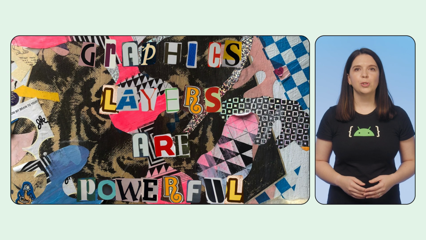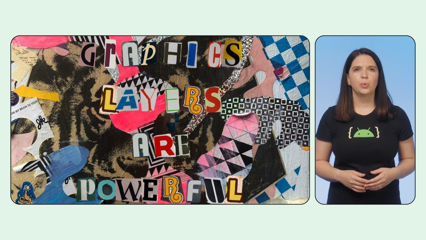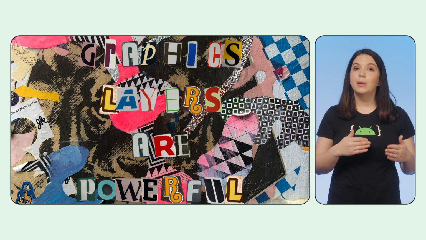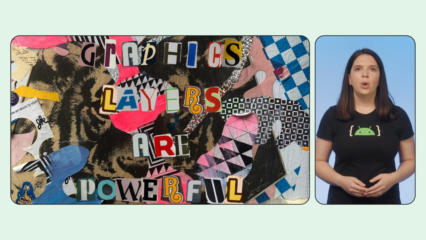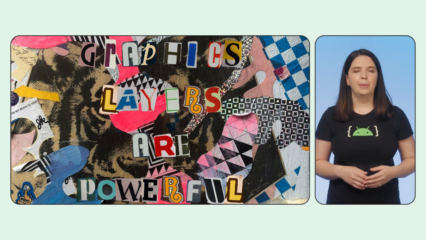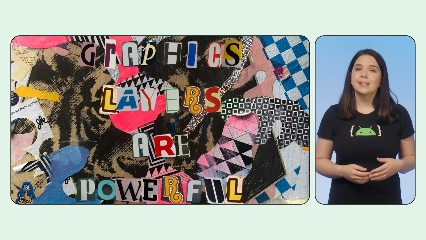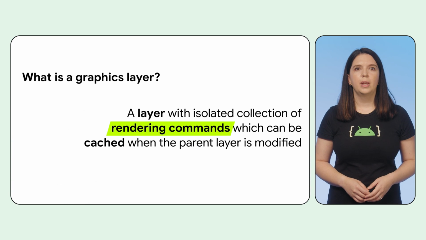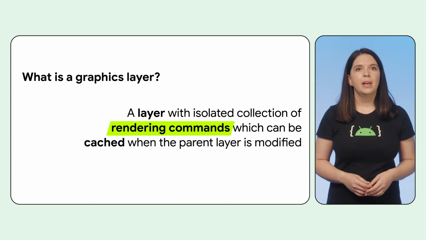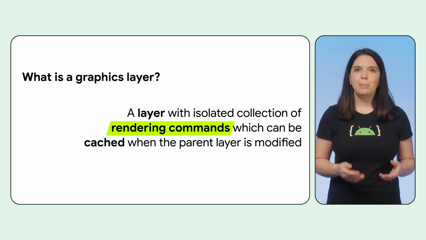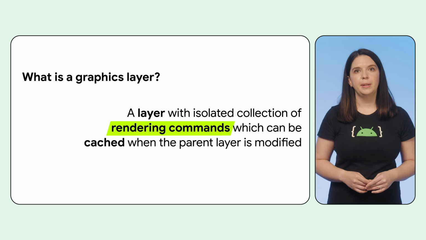Graphics layers can be thought of as if we were creating a paper collage with multiple different pieces of paper that we place on top of one another. Some pieces contain a few different elements, such as image and text, and some others just contain a color. With this mental model in mind, a graphics layer is an isolated collection of rendering commands, which can be cached when the parent layer is modified.